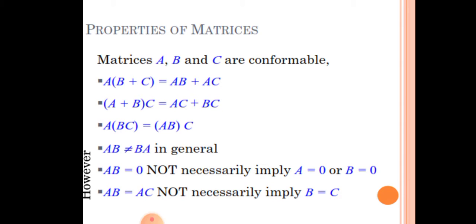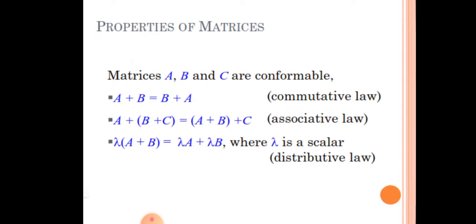And then AB is not equal to BA in general. When matrices are multiplied as A into B, we don't necessarily have B into A equal to it. In general it is not equal, though sometimes it may be equal. AB equal to 0 does not necessarily imply that A equals 0 or B equals 0. The last one, AB equal to AC does not necessarily imply B equals C. So these are the properties of matrices.